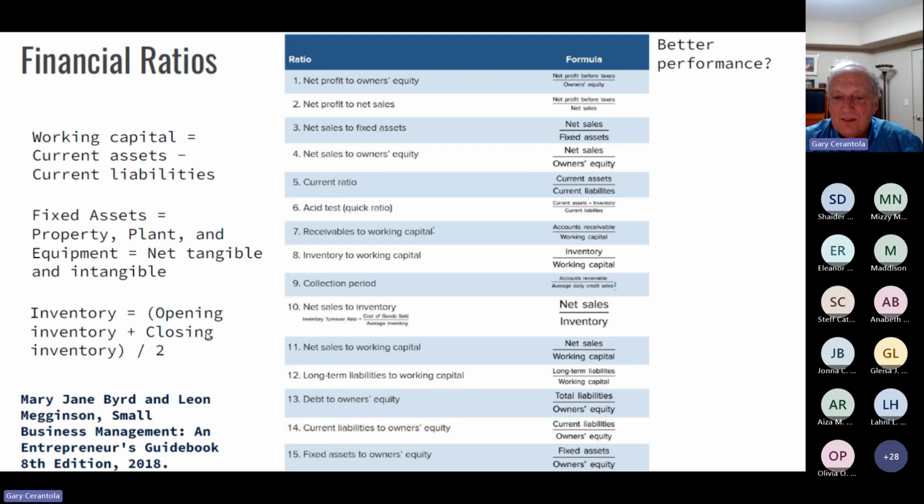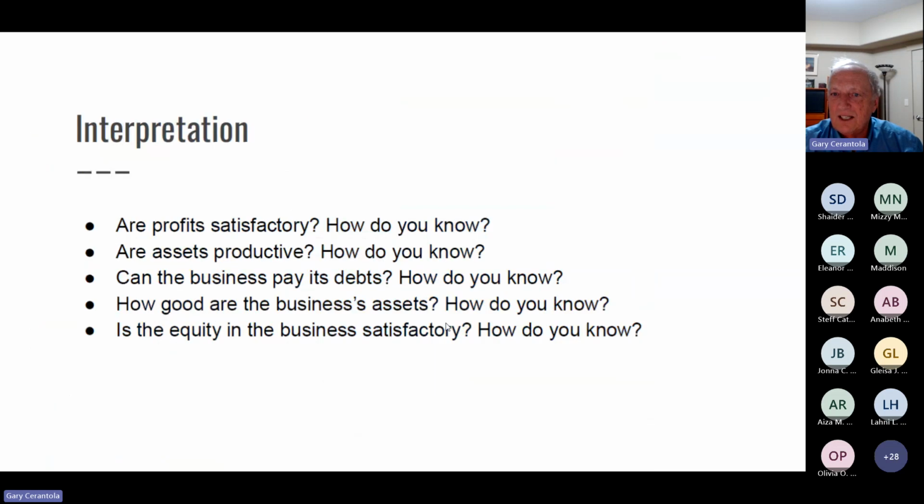So here's the piece that she goes through, where you're going through these 15 ratios, and those are the formulas for that. She'll be doing some numbers inside of the video so that you can understand how you calculate them. But then, you've got to interpret. So are your profits satisfactory? How do you know? Well, you've got to compare. And not only can you benchmark against your industry, you should be benchmarking against key competitors.